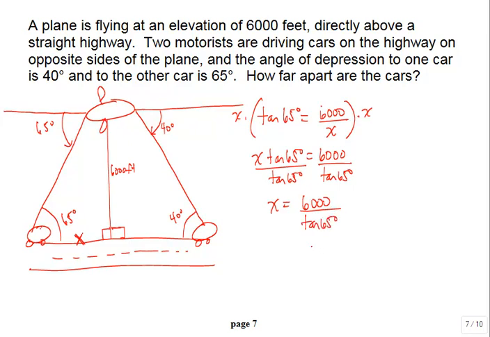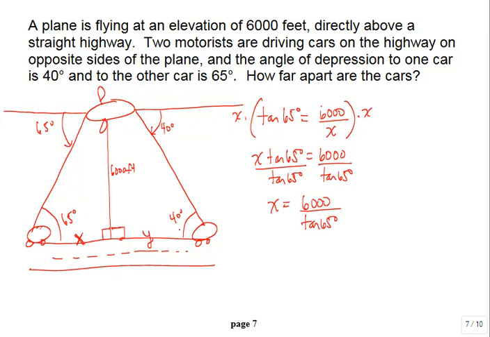Now, we can get a decimal for that, but I'm going to hold off for a moment because that's not the full distance between the two cars. That's just from this car to that perpendicular. We still need to find this distance over here. So let's call that y. And now we can refer to this right triangle on the right side.